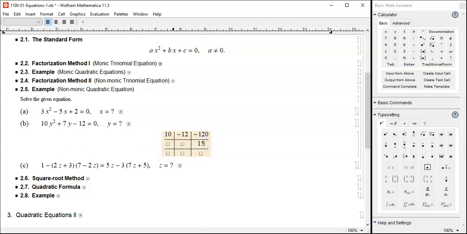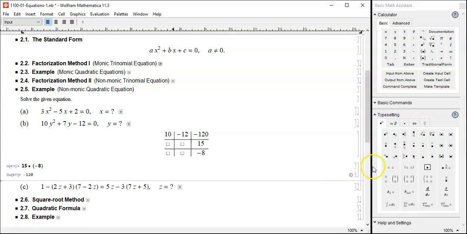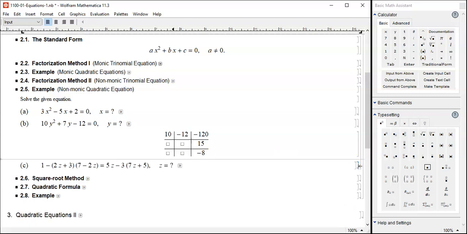You're going to get 15 times 8. You're going to need positive 7, so this is what you're going to get. 15 times negative 8. That's negative 120. And then they add up to positive 7.